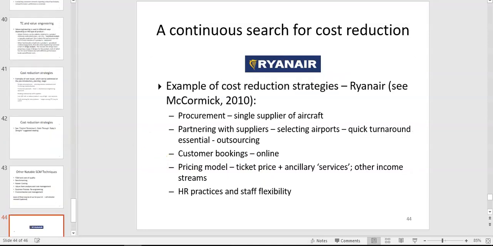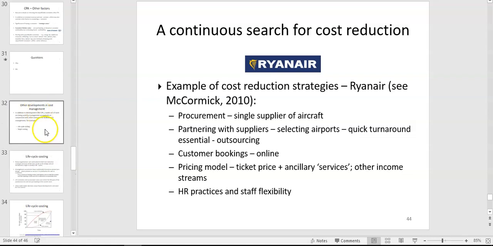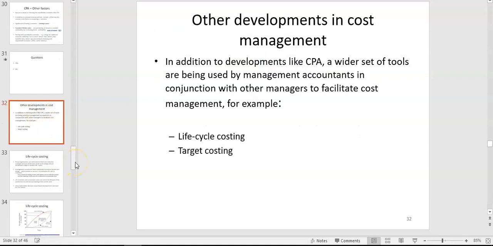All right, so that was the extra piece for this week, focusing on the other developments of cost management, two of them in a bit of detail, life cycle costing and target costing, but we name-dropped another couple just for it to pique your interest to see will anything suit the continuous assessment for the module.